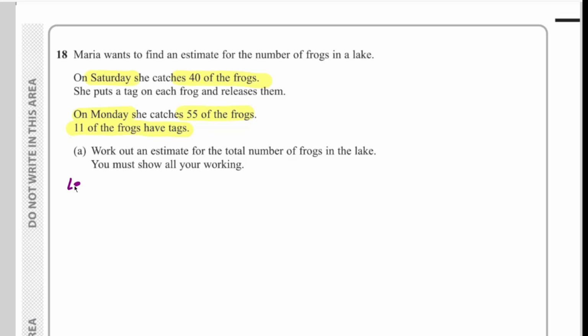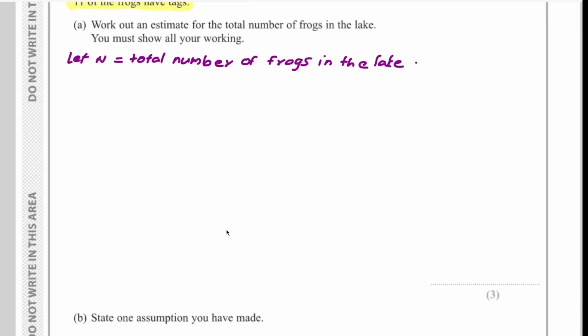So let's write it in this way. Let N equal the total number of frogs in the lake. Now we're gonna set up proportion. So we are taking capital N as the total number of frogs in the lake. Now how should we set up the proportion equation?